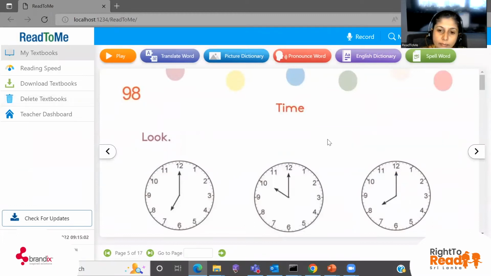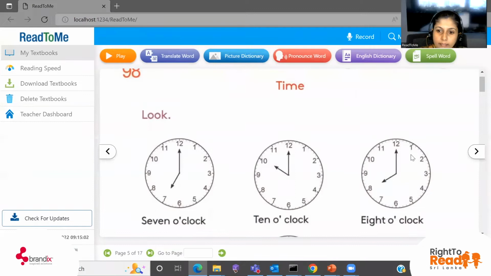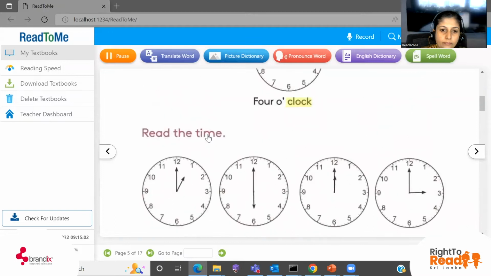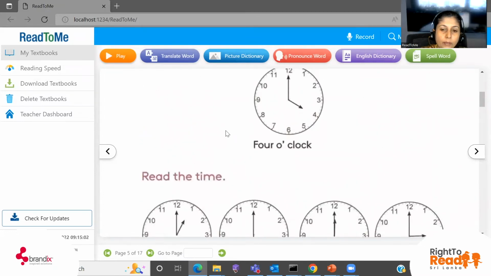Now in this lesson, you can see some clocks here, and the time is mentioned below the clock. Shall we read the time? 7 o'clock, 10 o'clock, 8 o'clock, 4 o'clock. Read the time. Okay, children.